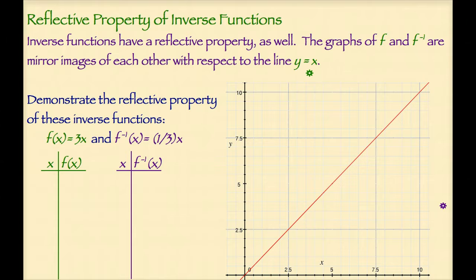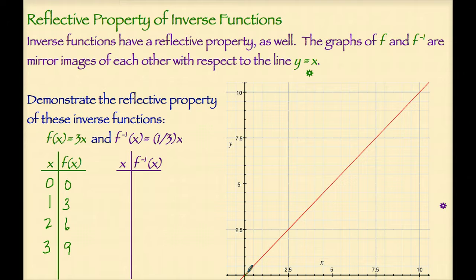Inverse functions have a reflective property as well. The graphs of f and f inverse are mirror images of each other with respect to the line y equals x. In this example, we're going to demonstrate the reflective property of these inverse functions. F of x equals 3x and f inverse of x equals 1/3 x. Let's graph the first function. I'll choose a few x values, 0, 1, 2, 3, and find the corresponding y values. I'll get 0 for this y value, 3, 6, and 9.